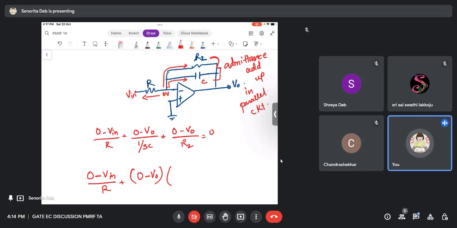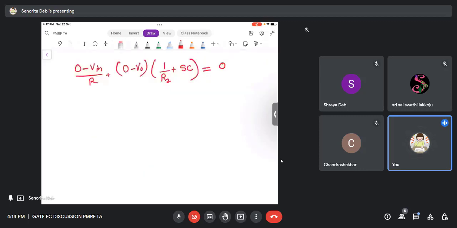So please solve the equation: (0 minus Vin) by R plus (0 minus Vo) into (1 by R2 plus SC) equals 0. So if you solve that equation, yeah, now it is updated.